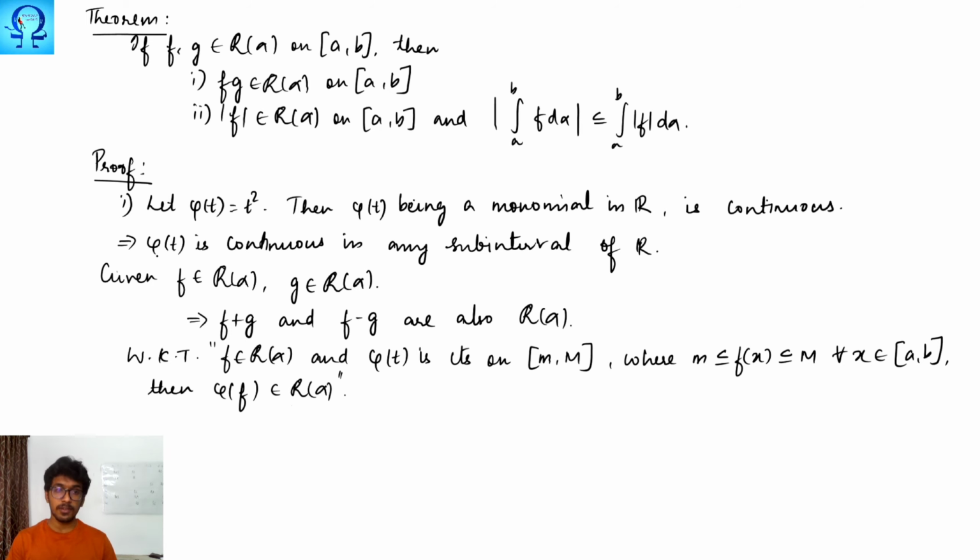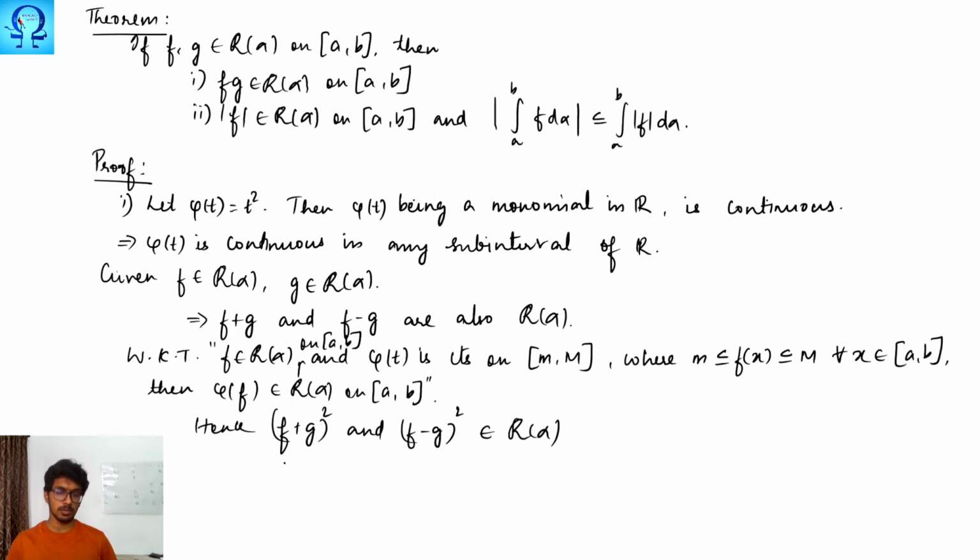Here you see this phi of t is continuous on any subinterval of R. So whatever this closed interval may be that you get out of f plus g and f minus g, your phi of t is going to be continuous there. So f is RS integrable on [a, b] means the composition phi of f is also RS integrable on the same interval. This is what that theorem tells. Hence, (f plus g) whole squared and (f minus g) whole squared are also RS integrable.